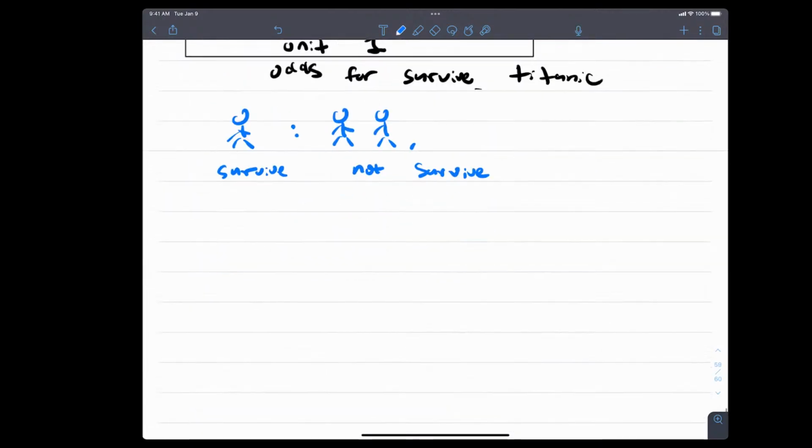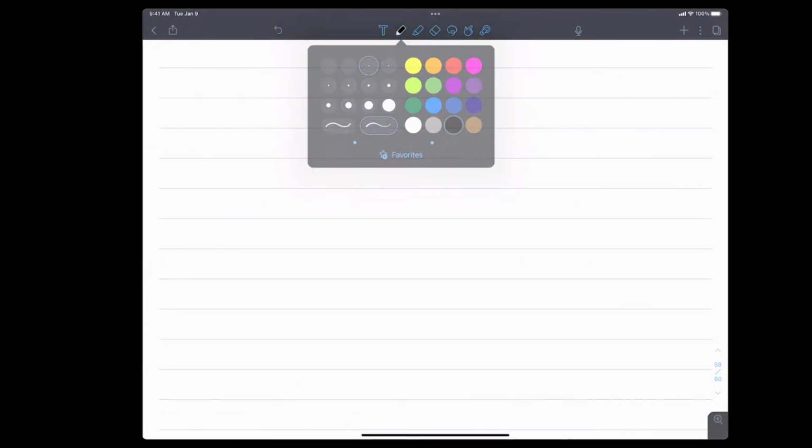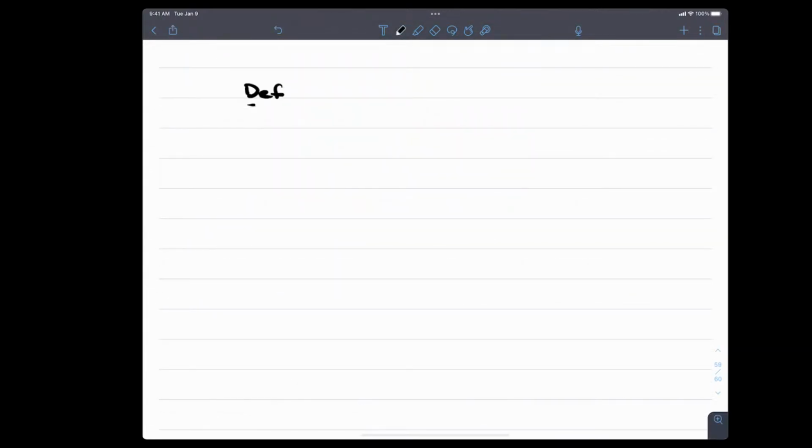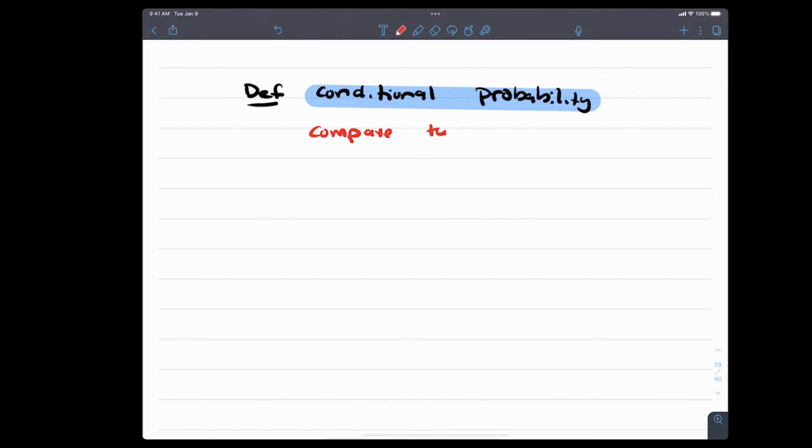Now, let me give you another definition. Remember, this is one of my favorite definitions in probability. This is the definition of what we call a conditional probability. This is used very often. We use this conditional probability to compare groups of people. So this is one of my favorite definitions. This is how we compare mutually exclusive groups. Did we talk about what that meant, mutually exclusive?